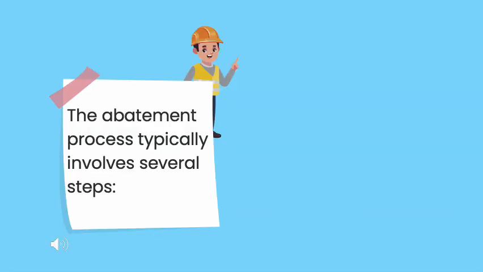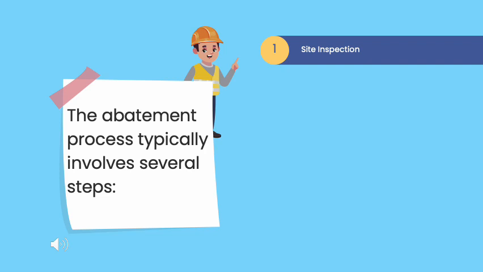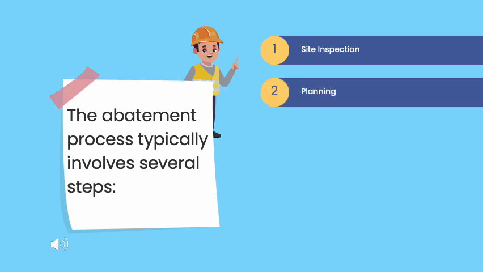The abatement process typically involves several steps. Site inspection. A site inspection is conducted to identify the presence, type, and extent of asbestos-containing materials, ACMs, in the building or structure. The inspection is typically carried out by a qualified asbestos inspector and may involve taking samples for laboratory analysis. Planning. A plan is developed for the safe removal or encapsulation of the ACMs.